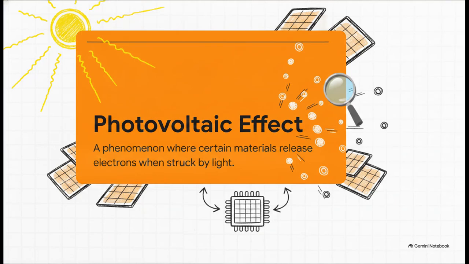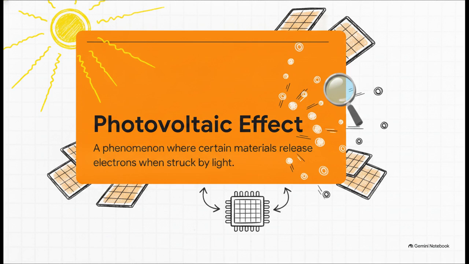Okay, let's answer the most burning question of all. How exactly does a solid, completely silent sheet of material magically create a usable electrical current? Well, the answer lies at the heart of every single panel. It's called the photovoltaic effect. This is a fascinating quantum phenomenon where certain materials literally release electrons when they get struck by light.